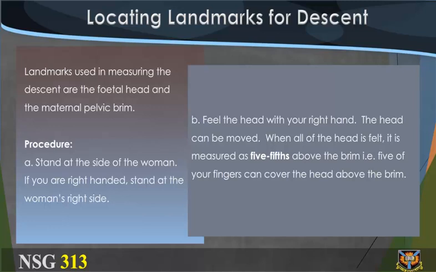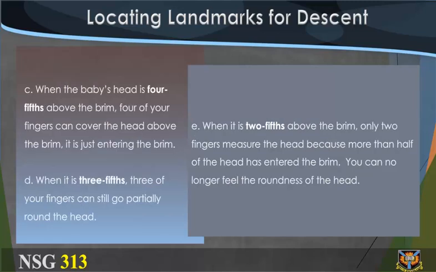Locating landmarks for descent. Landmarks used in measuring the descent are the fetal head and the maternal pelvic brim. Procedure. A. Stand at the side of the woman. If you're right-handed, stand at the woman's right side. B. Feel the head with your right hand. The head can be moved. When all of the head is felt, it is measured as 5/5 above the brim, i.e., 5 of your fingers can cover the head above the brim.